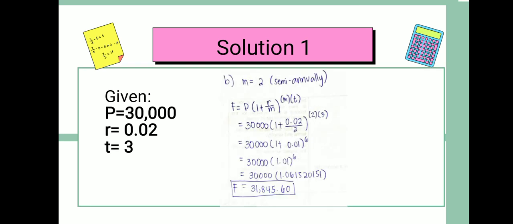Okay, suppose that we want our m to be semi-annual, we have m is equal to 2. So same process as in annual, or letter A. This time our m is 2. So we have 30,000 quantity 1 plus 0.02 divided by 2 raised to the power of 2 times 3. So simplifying, we have 30,000 times 1 plus 0.01 raised to the power of 6. So again, using our calculators, we have the maturity value of 31,845.60.